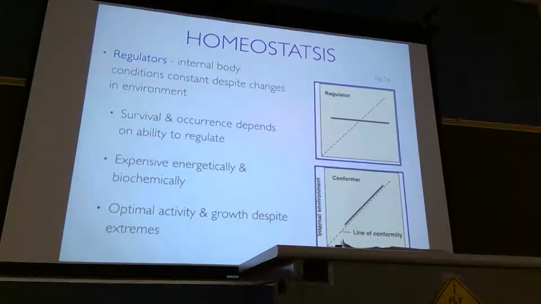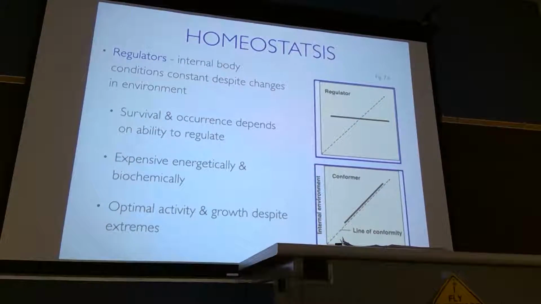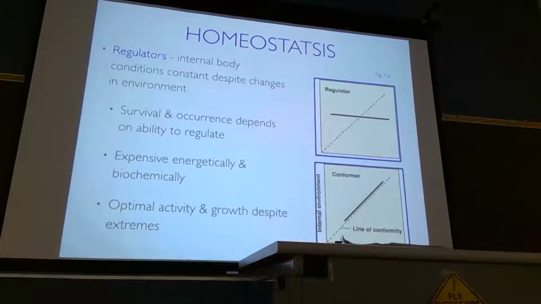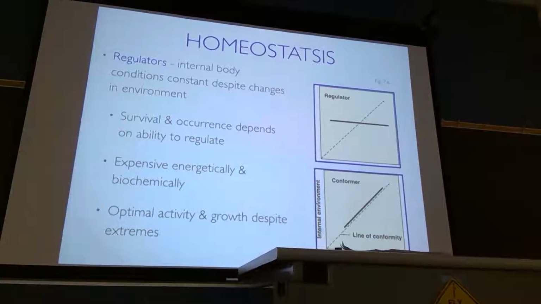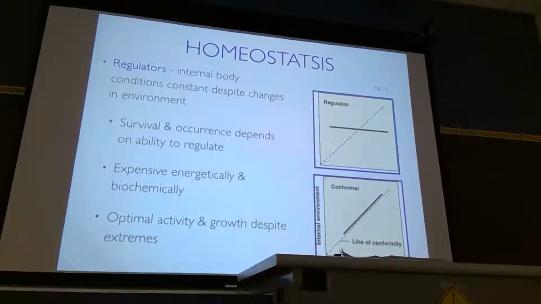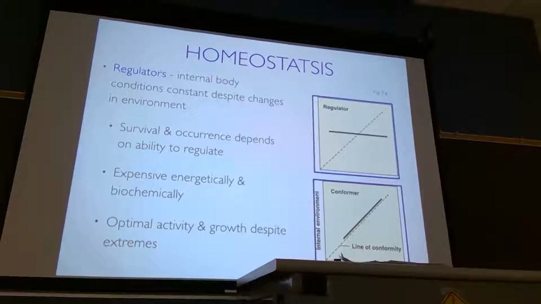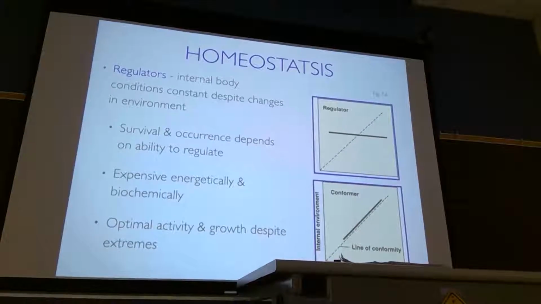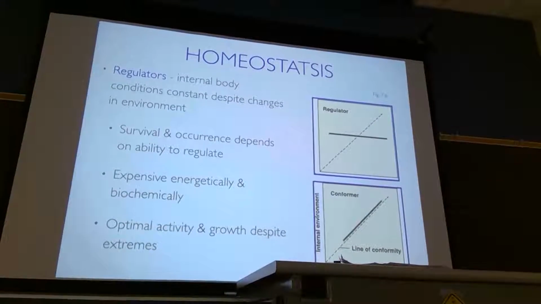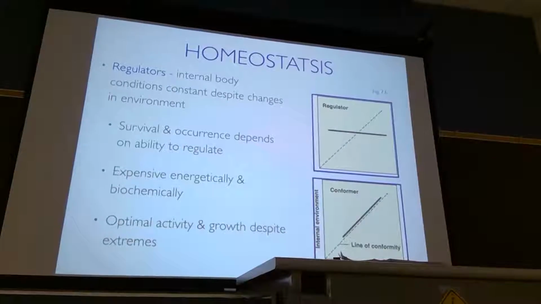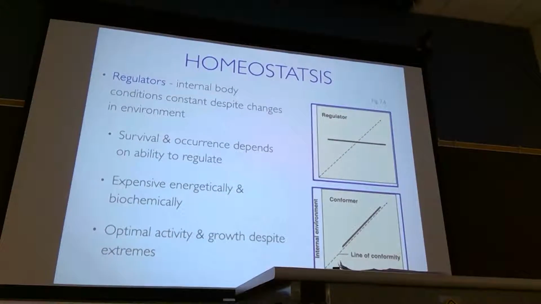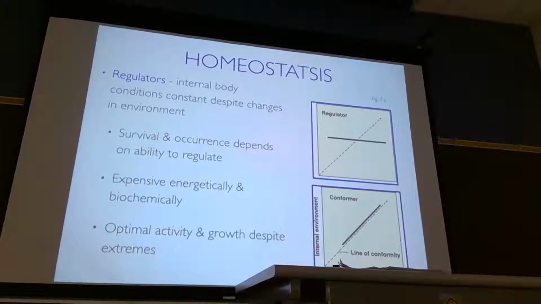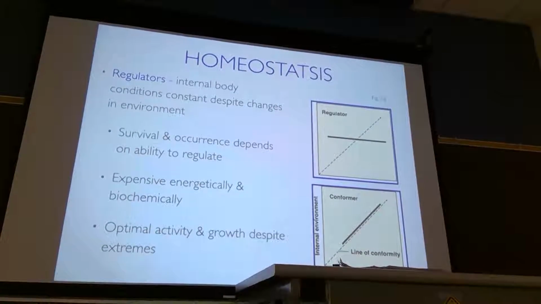This means that the survival and occurrence of regulatory organisms depends on their ability to regulate. If they're really good at it and they have lots of adaptations, they can exist in a lot of different scenarios, but sometimes they have small body size, which increases your loss in interaction with your environment because you have more surface area. You might be really limited and you might spend a lot of energy maintaining homeostasis.